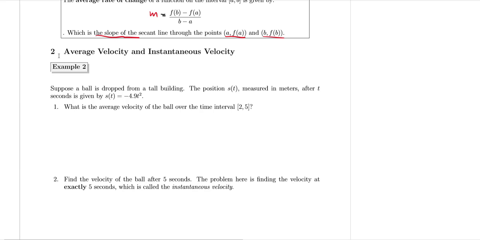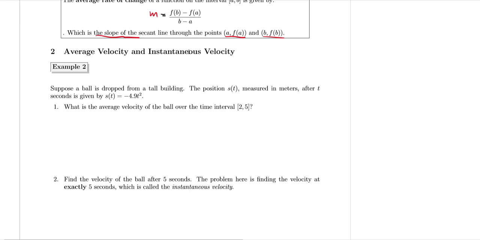Let's take a look at this example where we get to compare the average velocity versus the instantaneous velocity. Suppose that a ball is dropped from a tall building. The position, s(t), measured in meters after t seconds, is given by s(t) equals negative 4.9 t squared. What we want to do first is find the average velocity of the ball during the time interval from 2 to 5 seconds.